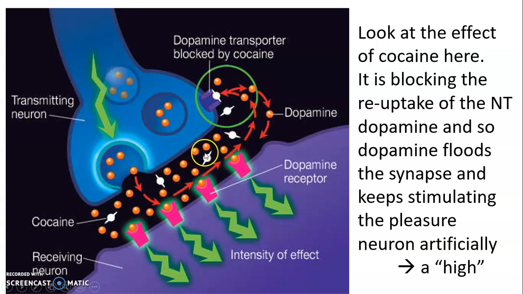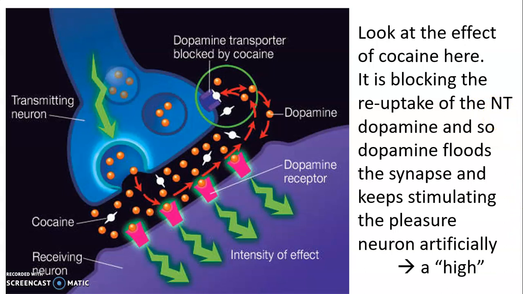So the dopamine floods the synapse, and there is continual, nonstop stimulation of this nerve, which is a pleasure nerve. And so it's an artificial stimulation of pleasure. It's what is known as the high, right? Drugs that produce a high, which many drugs do to one extent or another. NT stands for neurotransmitter, right?